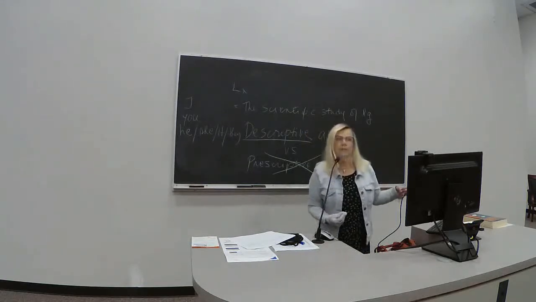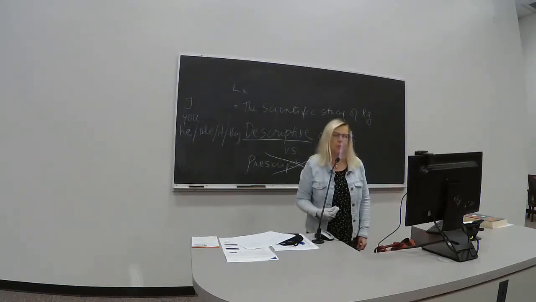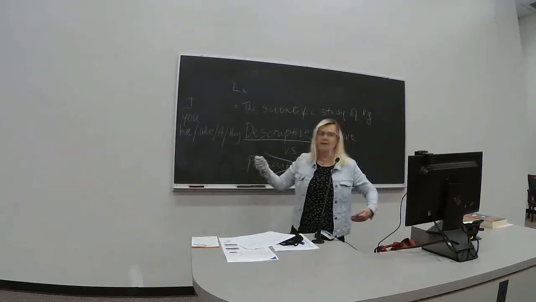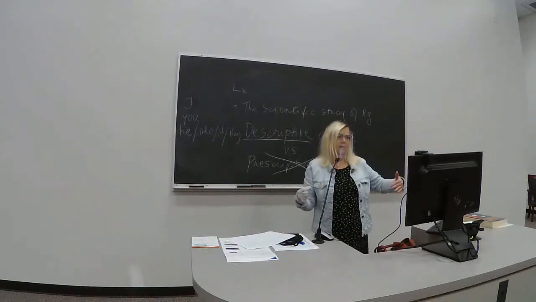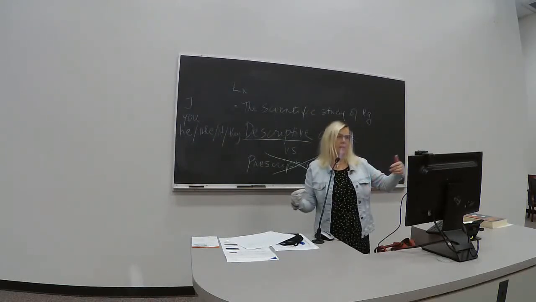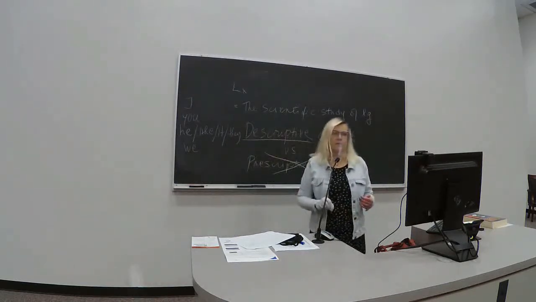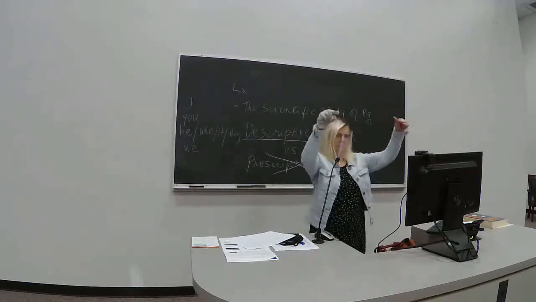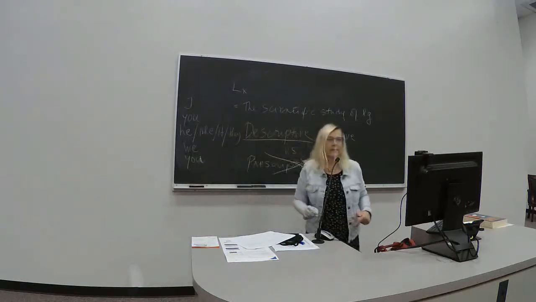Okay, what is the first person plural? Us? Yes, us in its object form. What about its subject form? Like when us is doing something. We. Yes, good. And then the second person plural is, if I'm talking to you, you. And the third person plural is they.